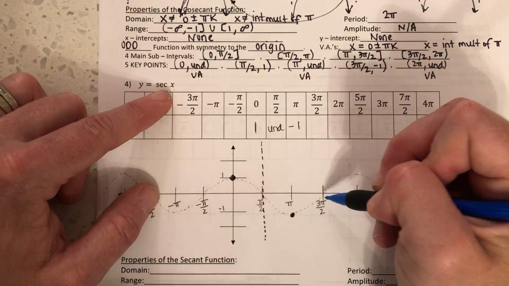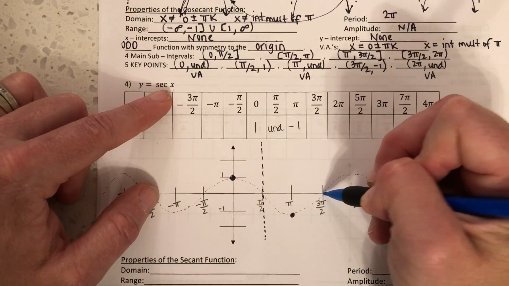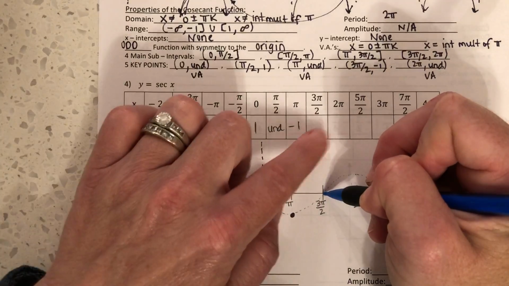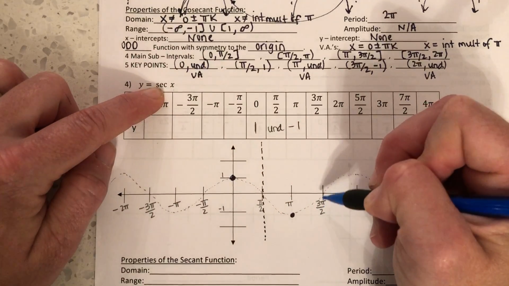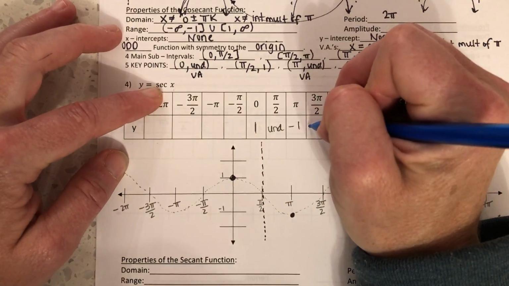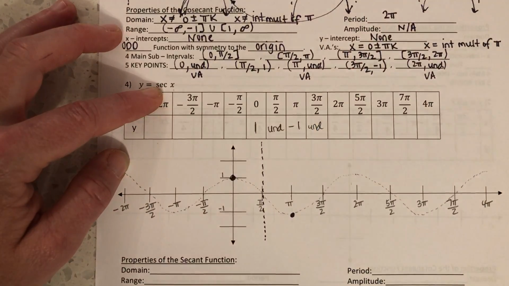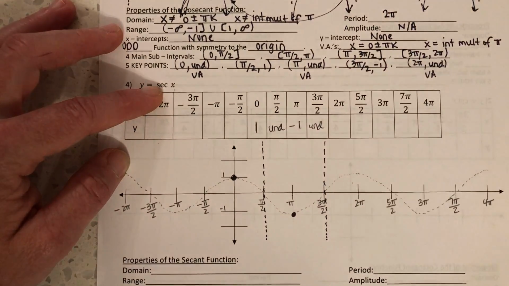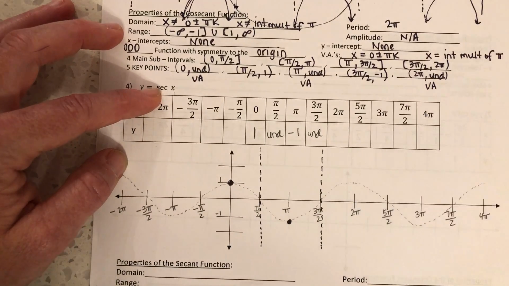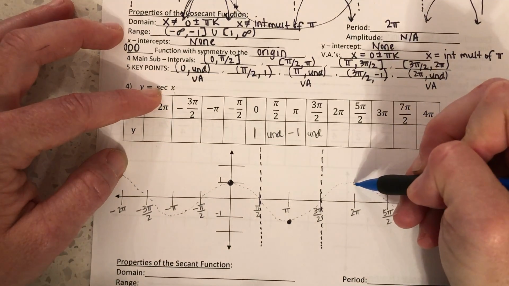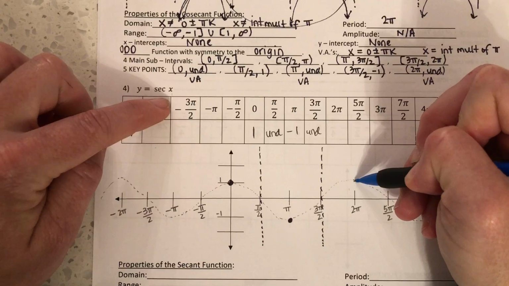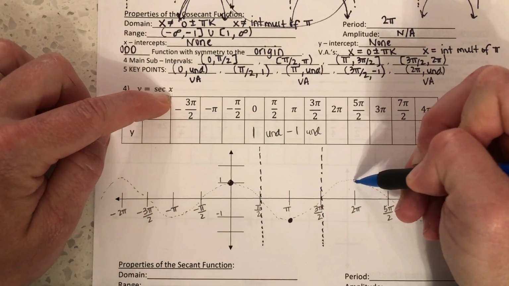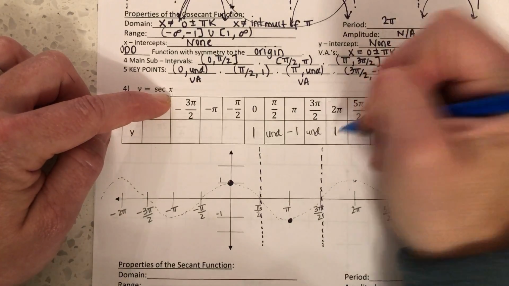All right, when 3 pi over 2 went into cosine, 0 came out. So when 3 pi over 2 goes into secant, the reciprocal of 0 comes out, which is undefined. So that'll be a VA on the graph of the secant function. All right, when 2 pi went into the cosine function, 1 came out. So when 2 pi goes into secant, the reciprocal of 1 will come out, which is 1.